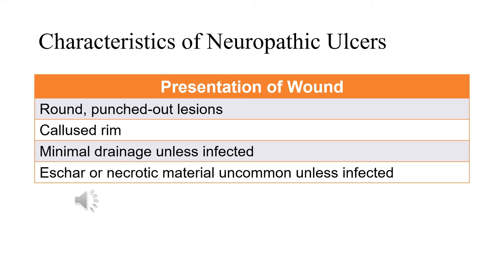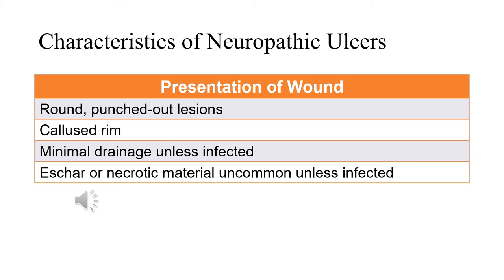So how do these diabetic foot ulcers present? Usually these ulcers are round or they might be oval. And they'll look kind of like a punched out lesion, so there'll be very defined borders to them. They're gonna have a calloused rim. So a hyperkeratotic rim is gonna be a classic cardinal sign of a diabetic foot ulcer.